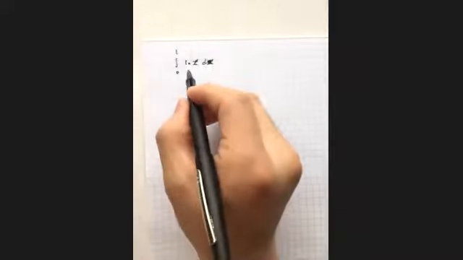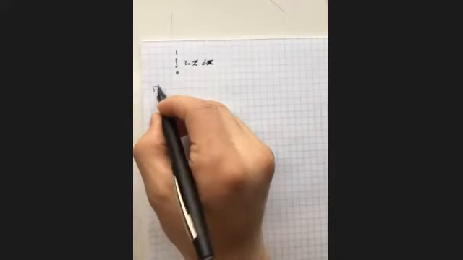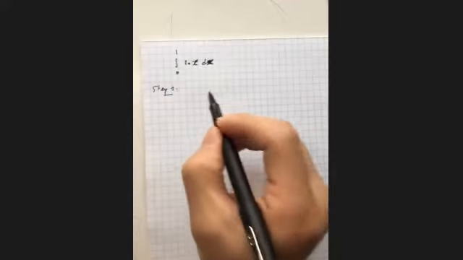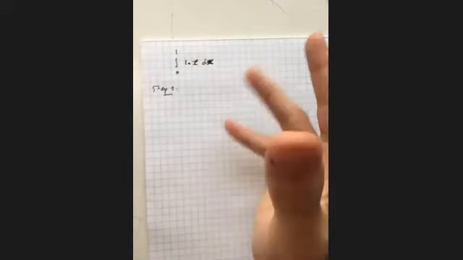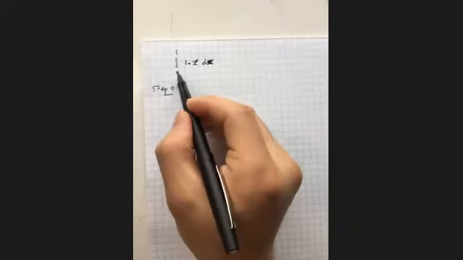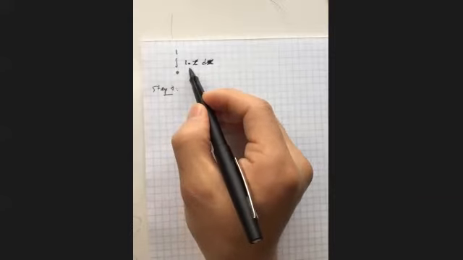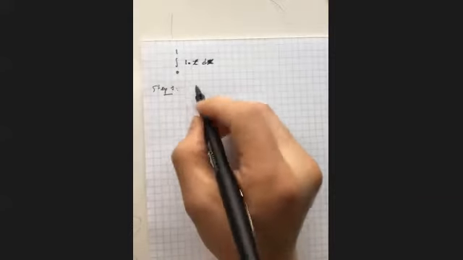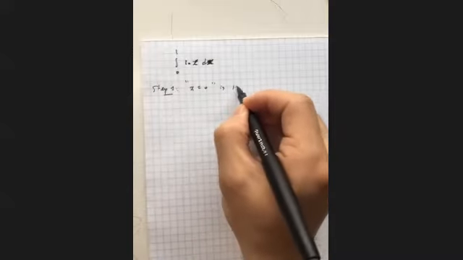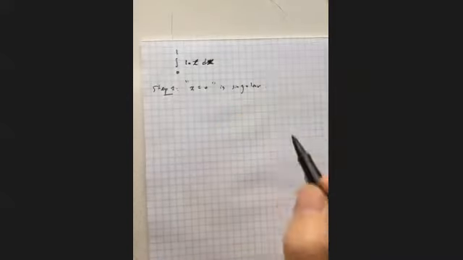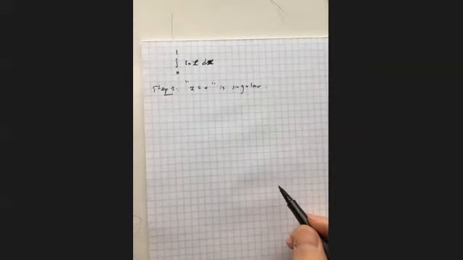So let's first determine where the singularity is. Step 1. When x equals 1, log x is just 0, so that makes sense. But when x goes to 0, this blows up to negative infinity, right? So the singularity is coming from x equals 0. This is the singular part.